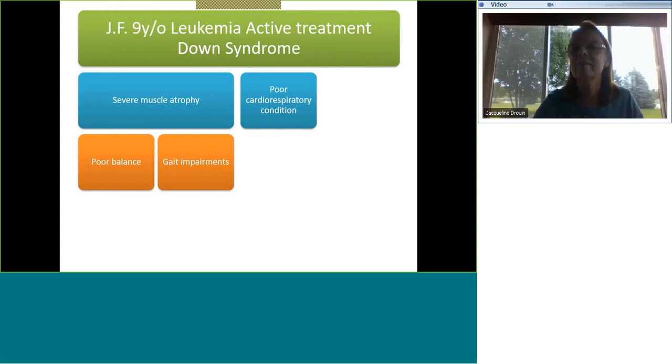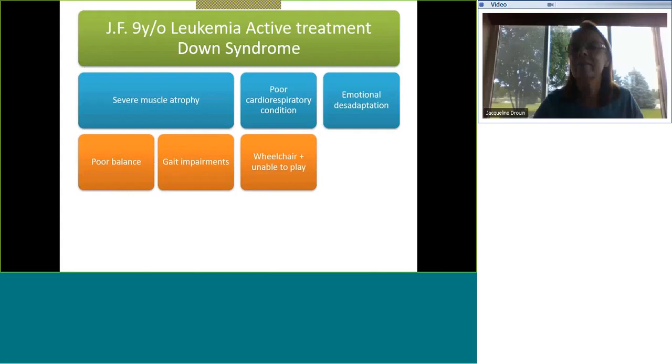I mean, this was the small space that she walked to the bathroom. She was tired for the whole afternoon, and this poor cardiorespiratory condition had her moving in a wheelchair, and she was unable to play since she would tire quickly. She also had an emotional maladaptation due to the impossibility of understanding what was happening, and she had a lack of peer interaction since she had to leave her home to get the treatment.